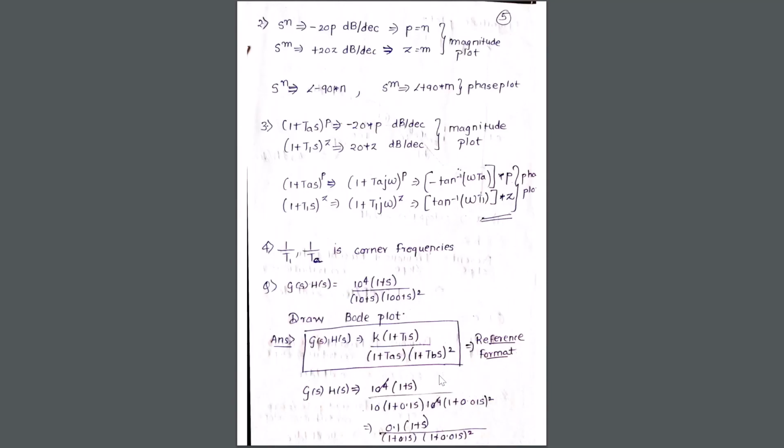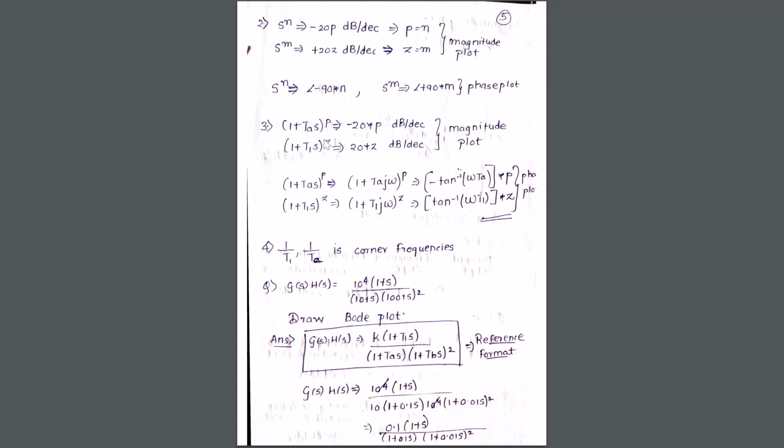Okay. Next, for s raised to n, where n stands for pole, it's given as minus 20 into p. And for s raised to m, where m stands for zero, it's given as plus 20 into z. Similarly, for phase, s raised to n is given as minus 90 into n, where n stands for pole, and s raised to m is given as plus 90 into m, where m stands for zero. So just make a note of it. I know you will not be able to understand it very clearly, but when we solve a numerical, you will get a better understanding of it. But for solving the numerical, you first need to know the rules.